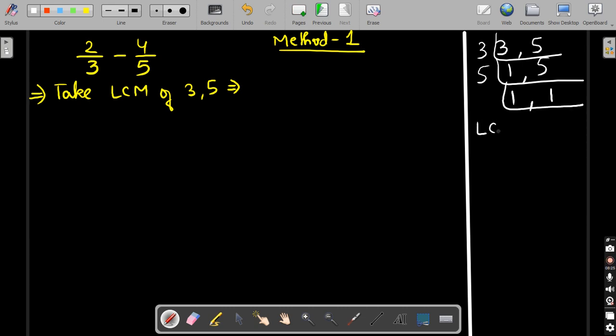Clear? Now what is the LCM, dear student? LCM will be your 3 into 5. This number I am going to multiply. So 3 fives I will get here 15. So what is the LCM, dear student? 15. Now after that, how am I going to write?